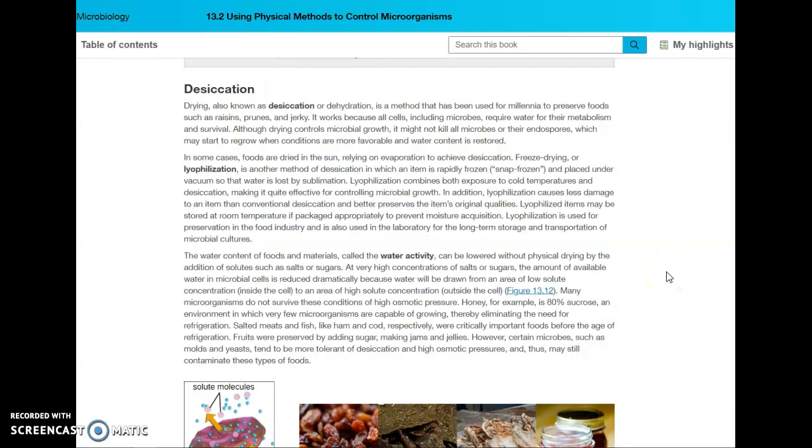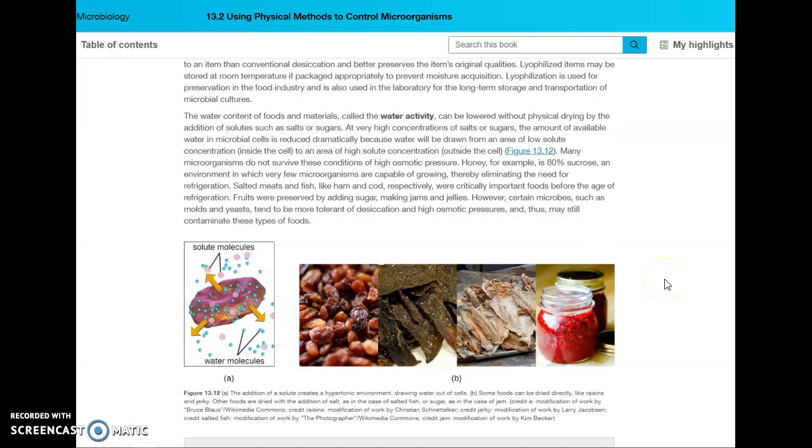We can use desiccation or dehydration when we draw all of the water out of a particular, typically food substance. All cells require water, and if we take away all of the water, then we can control microbial growth that way. We've used drying or desiccation for years. Before we had refrigeration, farmers would kill their cattle and they would use salt to draw out the water, and then they'd hang it up basically to cure. And what was happening there is that the water was being drawn out.